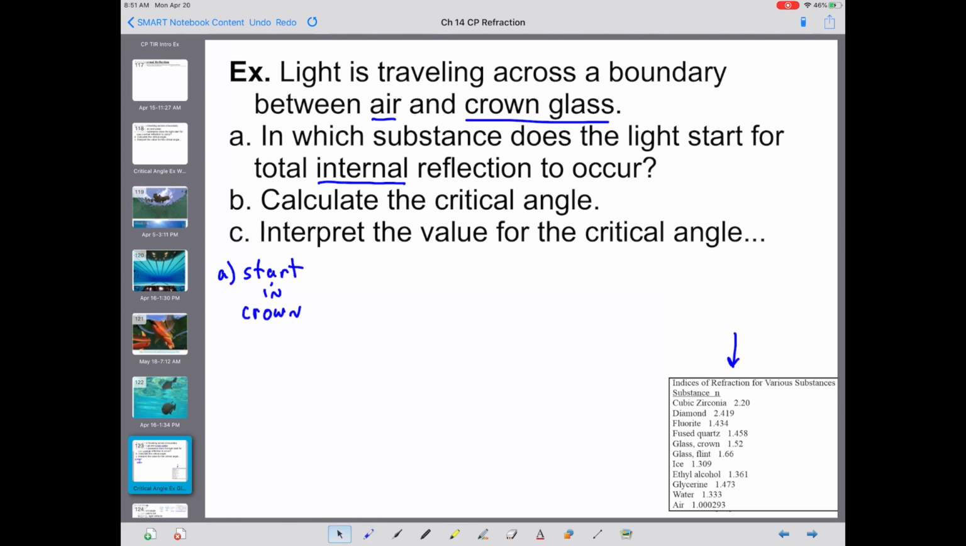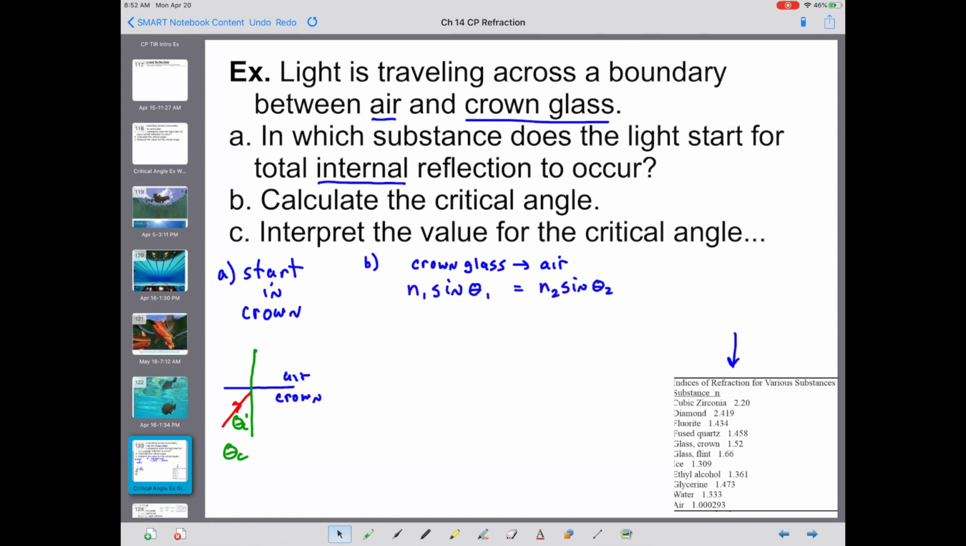Now, part B, calculate the critical angle. We have light here at our boundary where we have crown and we have air, and our light is starting out down in that bottom substance, and we want to calculate what that critical angle is, which would be that angle of incidence. So we'll call it theta C instead of theta I. We're going to use Snell's law. Remember, when you're using Snell's law, specify your substances. First substance, crown glass. Second substance, air. So then Snell's law, n1 sine theta 1 equals n2 sine theta 2.